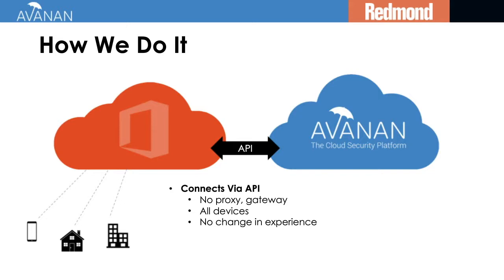So just to dig a little bit deeper into how we do it, first, I mentioned we connect the API. We're completely out of band. This makes it, first, very quick to deploy, but it also is important because it applies to all devices. Because we are connecting directly, your users can use whatever app, whatever device, be it the web or a phone app to connect, and it's invisible to them. There's no change in their experience.